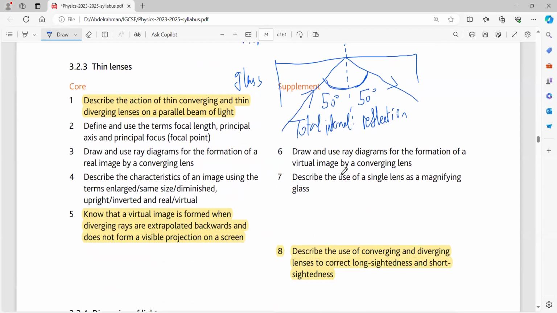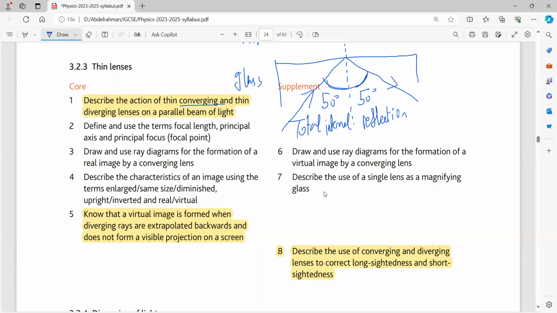Moving on to lenses. We had two types of lenses. The more common type, the one which we have all of our questions on, is the converging lens, the convex lens.